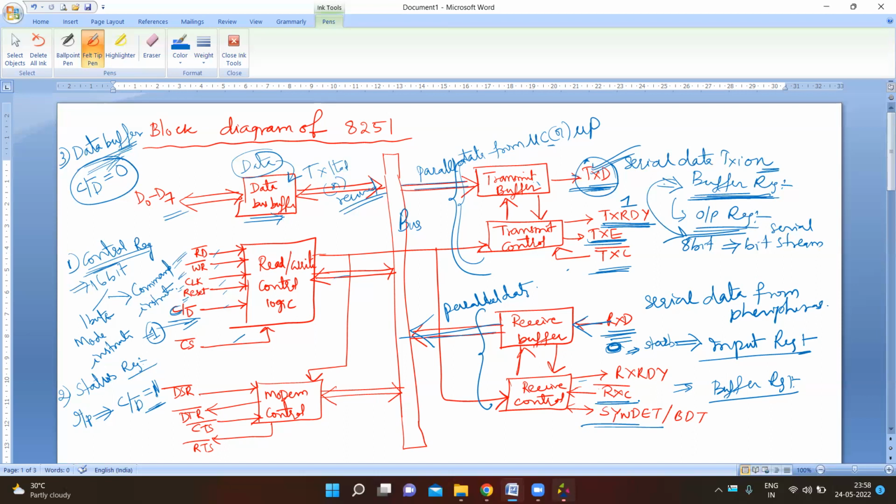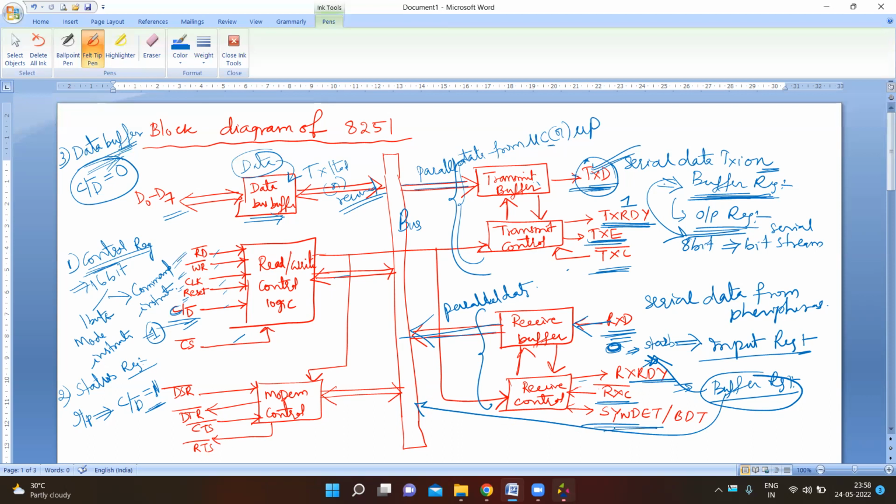Next, the receiver ready signal, RxRDY. This is an output signal. It goes high when the 8251 has a character in the buffer register. When there is a character in the buffer register, it becomes 1, the ready signal becomes high, and it is ready to transfer to the microprocessor. That is, when a character is loaded onto the buffer register, it is ready to transfer the data to the microprocessor or microcontroller. This line can be used either to indicate the status or to interrupt the microprocessor unit.